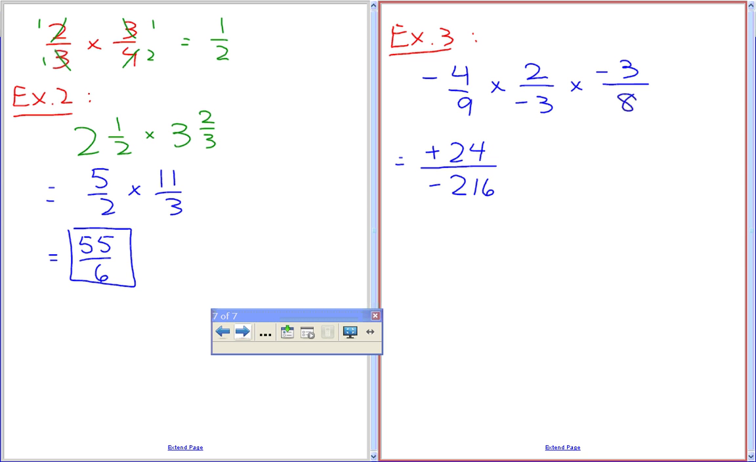Matt, why is it not in lowest terms? You can still divide by 2. Go ahead. That turns to be what? 108 for the denominator and 12 for the numerator.